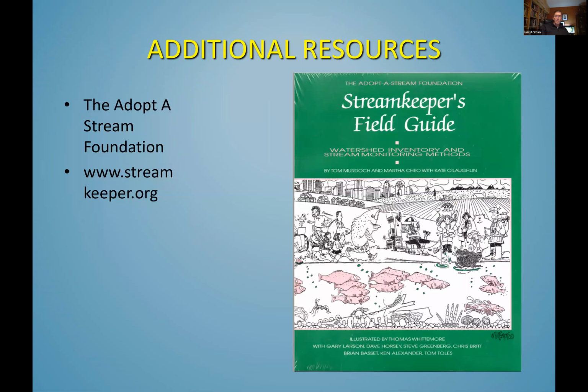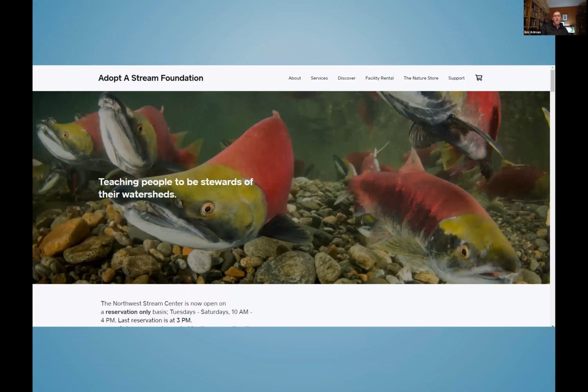So I mentioned we're going to give you some training materials. There are also other resources you can get. Streamkeeper's Field Guide is a great resource available from Adopt a Stream that talks about different types of water monitoring and really how to collect data and put it to use in a very detailed manner. And this is the website where you can also get more information about Adopt a Stream.